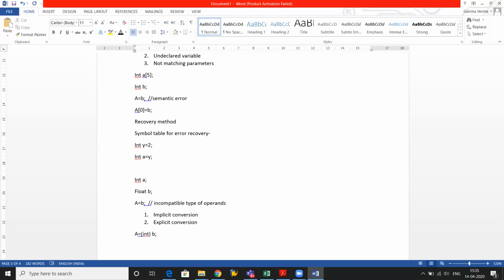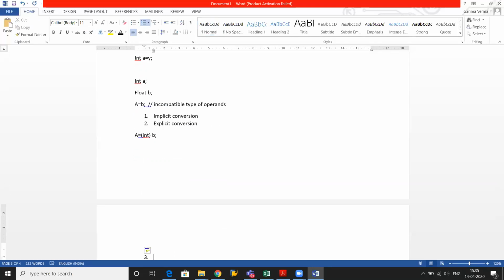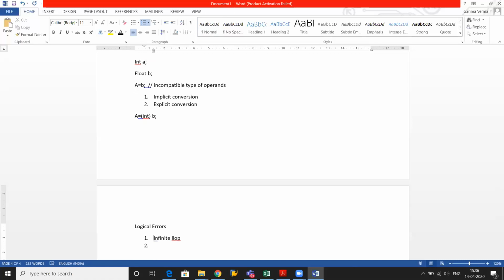Now we'll discuss the logical errors, the fourth type of errors. Logical errors basically are not the responsibility of the compiler. What type of errors will you get in the form of logical errors? Infinite loop. If you are stuck in an infinite loop, it is not the responsibility of the compiler. It is the responsibility of the programmer, whatever logic they have applied, right?